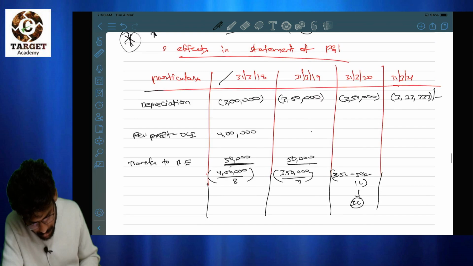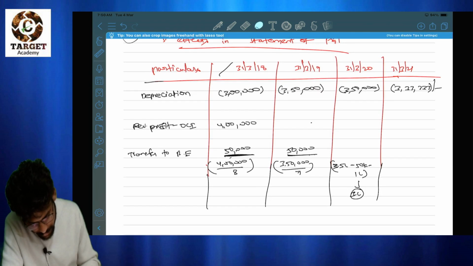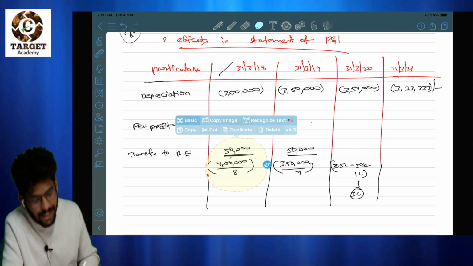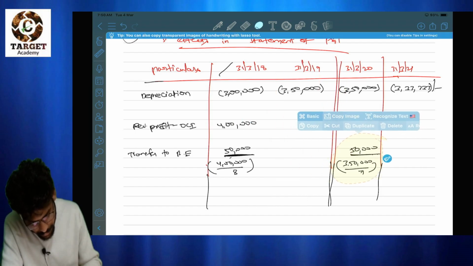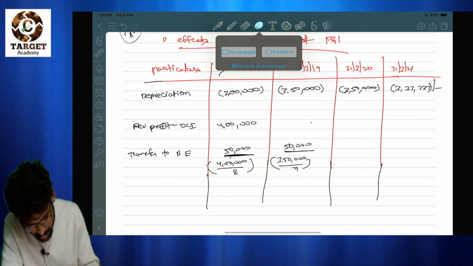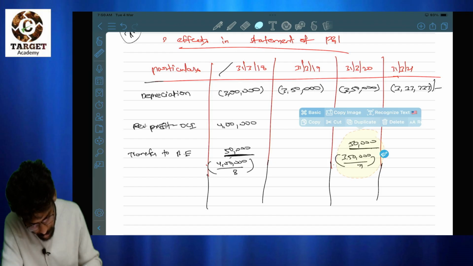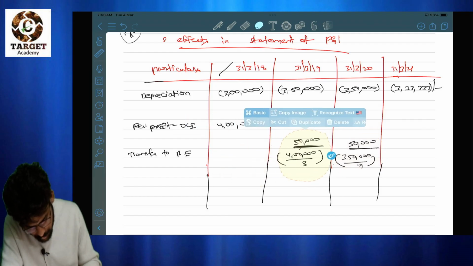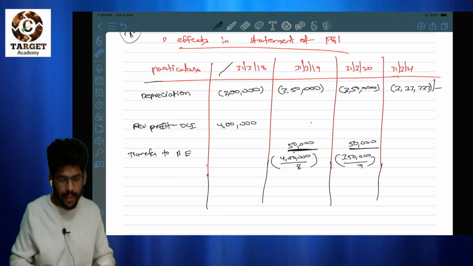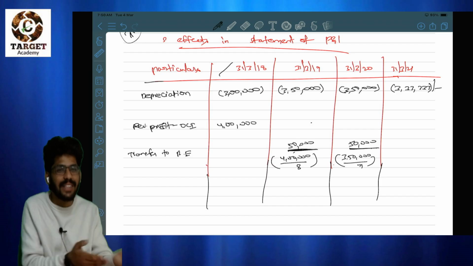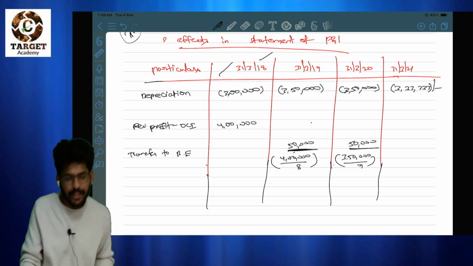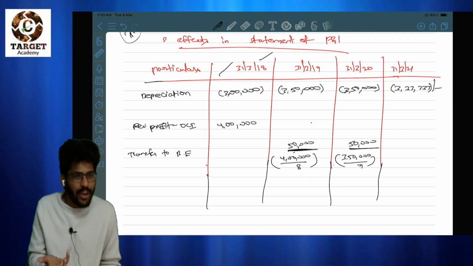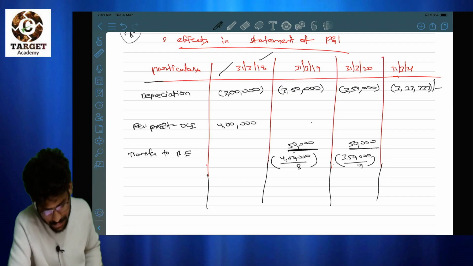See guys, we need to transfer in the next year, right? Because the asset was revalued on 31st March 2018 only, from next year we need to transfer to retained earnings. The revaluation surplus arose at the end of 31st March 2018, so in that year we will not transfer, correct or not? Yes.